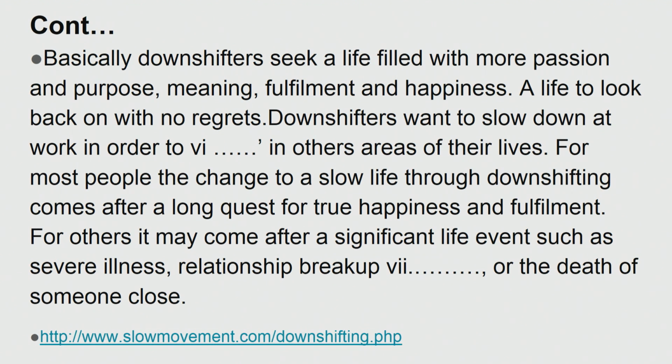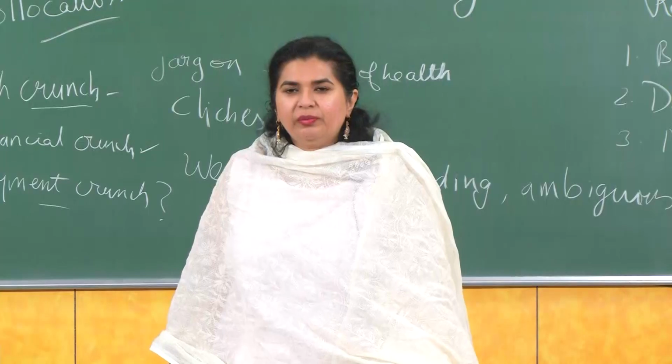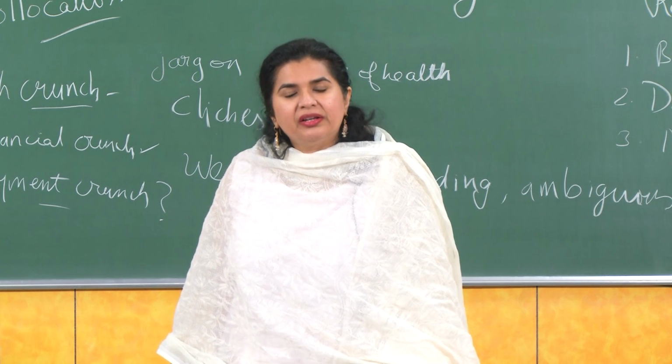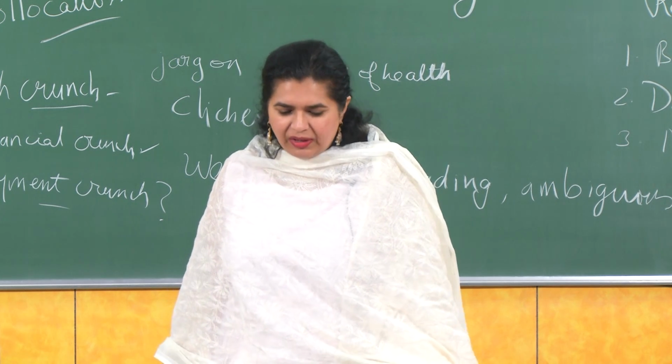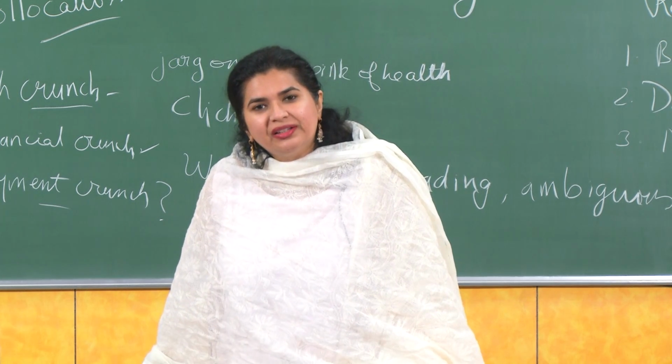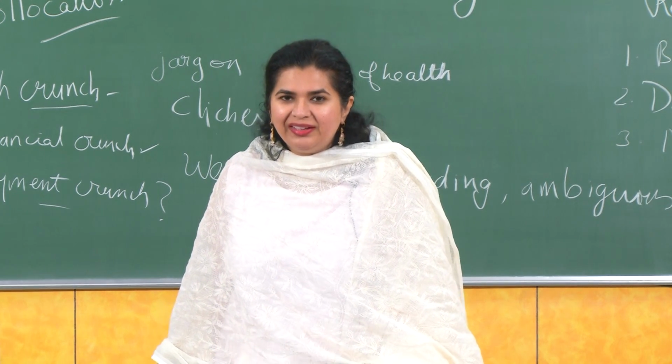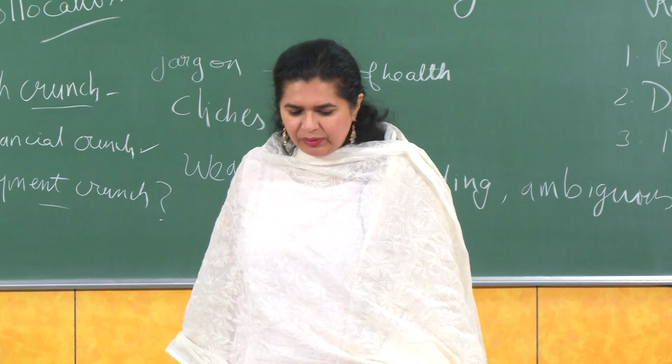So, this is the source given to you, the reference, and this passage is about downshifters, people who voluntarily choose a slower way of life, not because they can't do any better, but they choose it because they have something else to do or something better to do. And I have already given you the list of words. I hope you look up those words and their meanings, their collocations, and see how they are used.